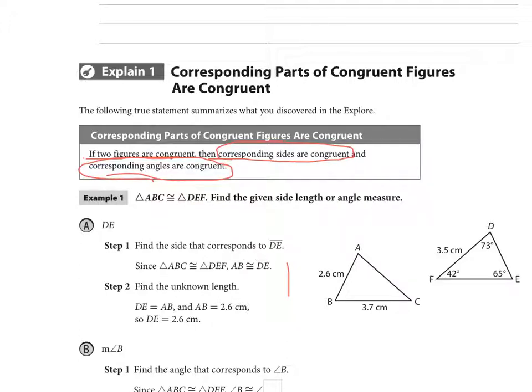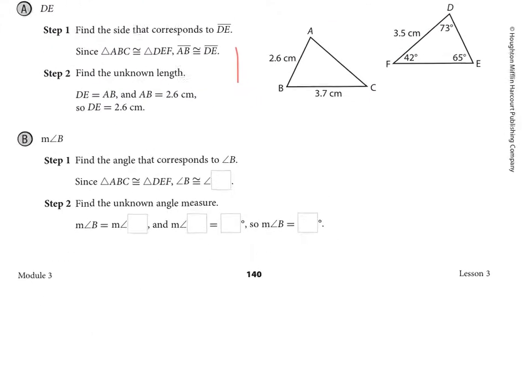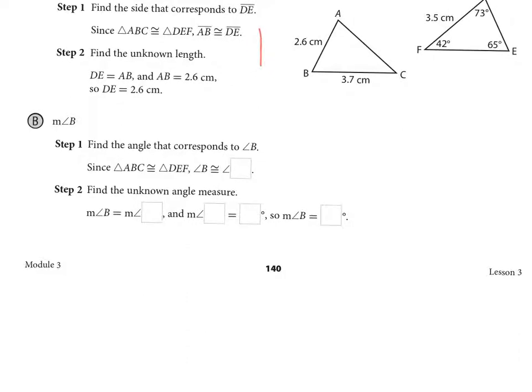So let's look down here at B. And we're going to use these two triangles up here. And it says that we want to find the measure of angle B. All right, so we've got to find the angle that corresponds to angle B. And since triangle ABC is congruent to DEF, we know that angle B is congruent to angle E.